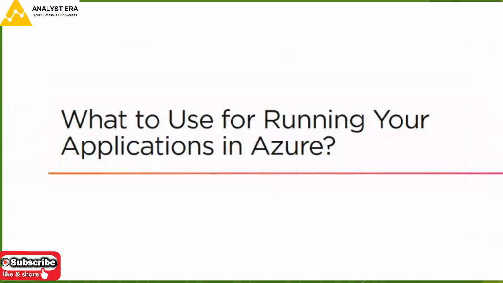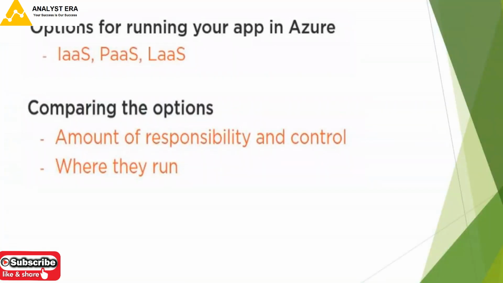So what to use for running your applications in Azure? A very big question. You have multiple options. You can use IaaS, PaaS, or LaaS. LaaS is Logic as a Service. It is also called Software as a Service. So don't get confused, both are the same. We saw that in our previous sessions: the difference between IaaS, PaaS, and SaaS. So it is called SaaS as well as Logic as a Service. Both are fine. Both are saying the same thing. So don't get confused there.